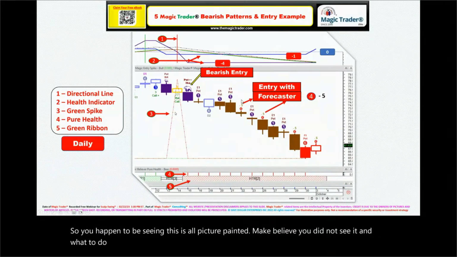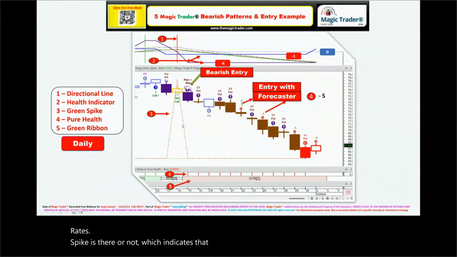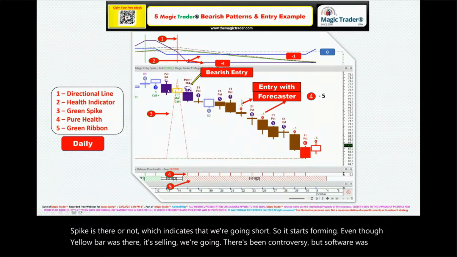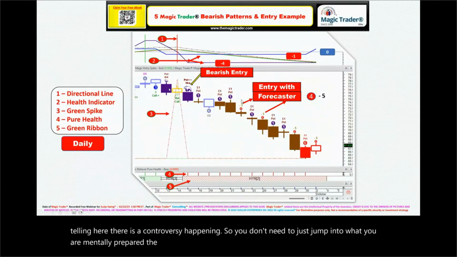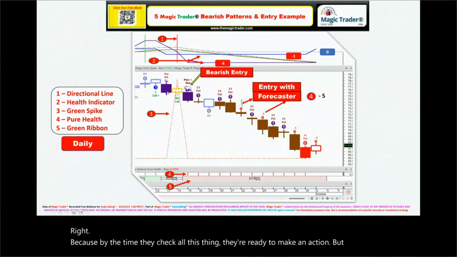All right, so we're going to see if this red spike is there or not, which indicates that we're going short. So it starts forming, even though the yellow bar was there, it's telling us we're going. There's no controversy, but the software was telling us here that there is a controversy happening. So you don't need to just jump in, but you are mentally prepared. The main thing I learned from dealing with many traders is they ignore the left side, right? Because by the time they check all these things, they're ready to make an action, but they don't take one second while flipping the chart.